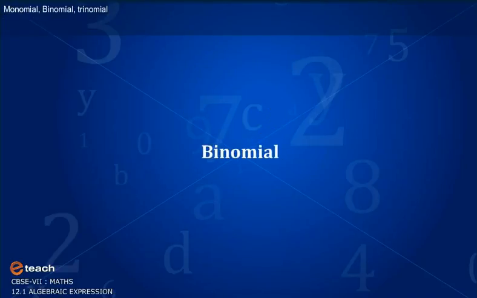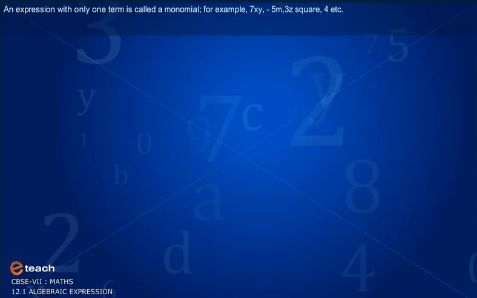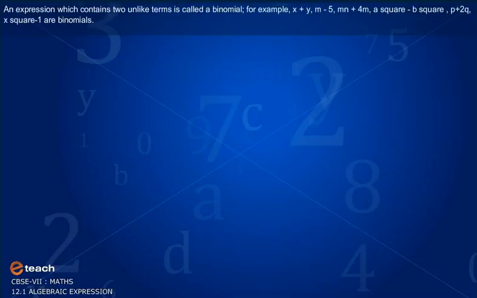Monomial, binomial, trinomial. An expression with only one term is called a monomial. For example, 7xy, minus 5m, 3z square, 4, etc. An expression which contains two unlike terms is called a binomial. For example, x plus y, m minus 5, mn plus 4m, a square minus b square, p plus 2q, x square minus 1 are binomials.